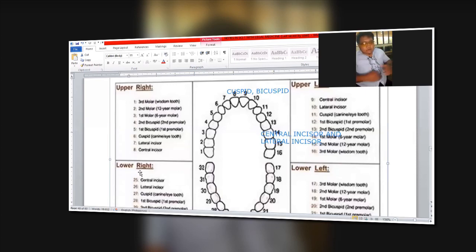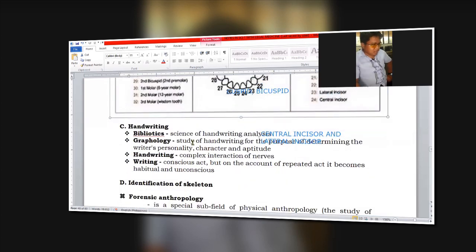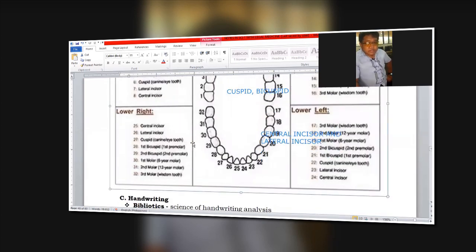Okay? So if I ask you where the counting of the teeth starts, it starts at the upper right. Okay? And what is the first tooth? It is the upper right third molar. So always complete it. Okay? So that is the numbering. So that is all about forensic odontology.